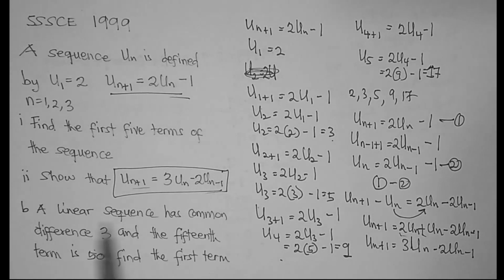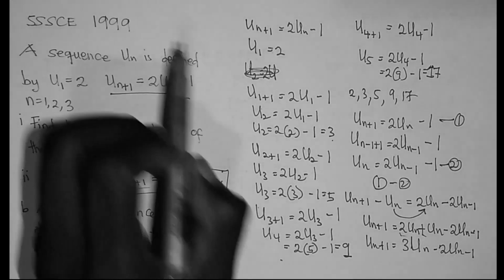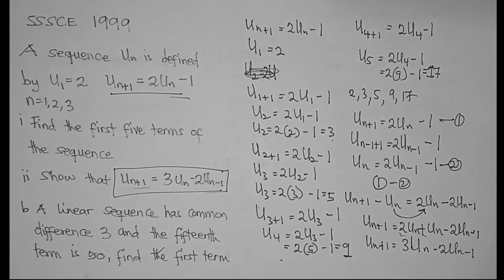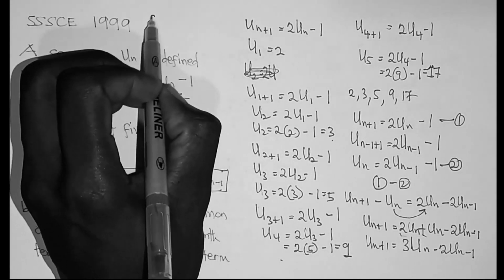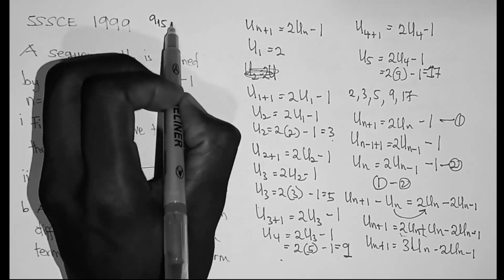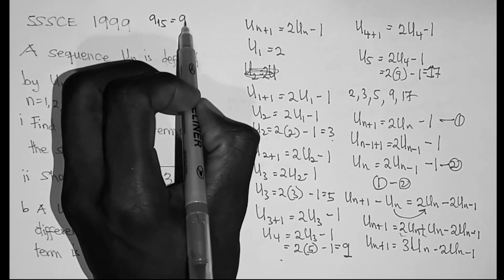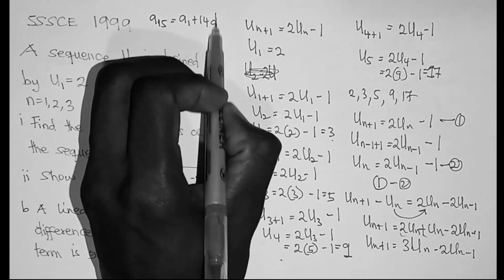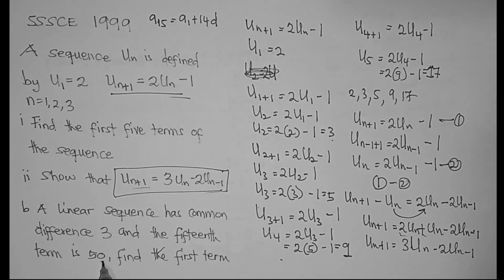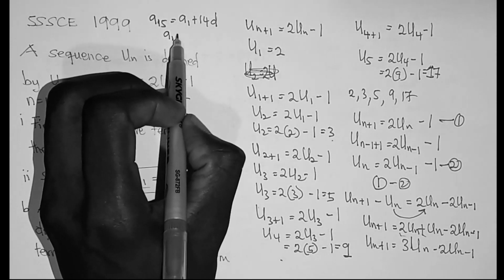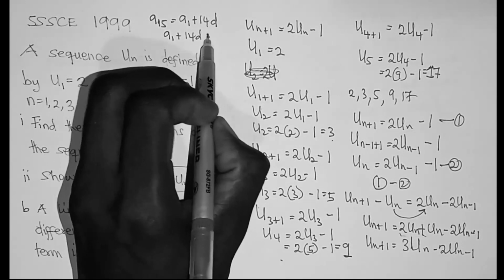Now, the last part is a linear sequence has a common difference of 3, and the 15th term is 50. Find the first term. So let me squeeze the answer of that here. So let's find A15. A15 is the same as A1 plus 14D. And it says that the 15th term is 50. It implies that A1 plus 14D is equal to 50.